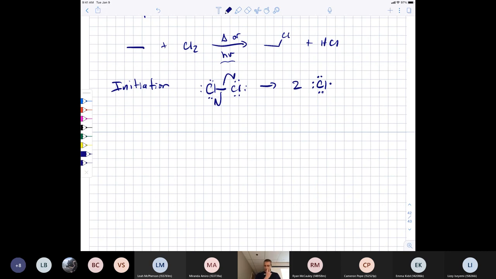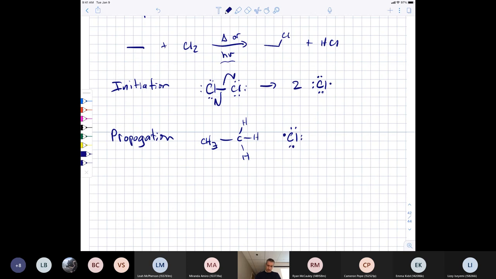Once you have your radicals, we're ready to go. We're off to the races. The next two steps are called propagation. And this is where you would have CH3CH3. Kind of mixing my formats here, right? Half of it is full form and half of it is condensed structural formula, but if you're okay with that, I'm okay with that.